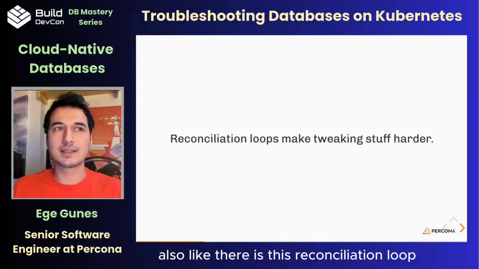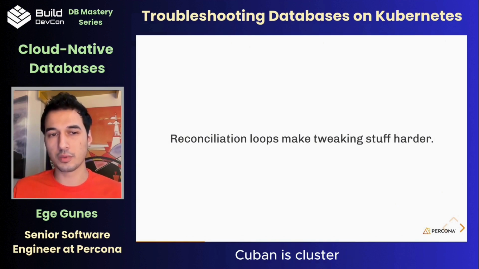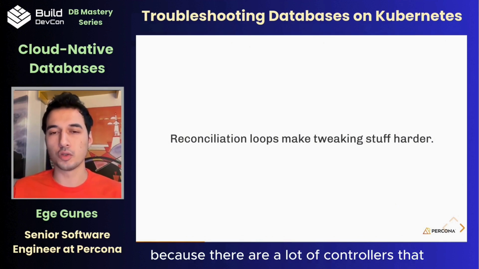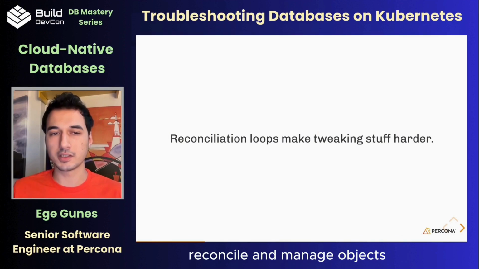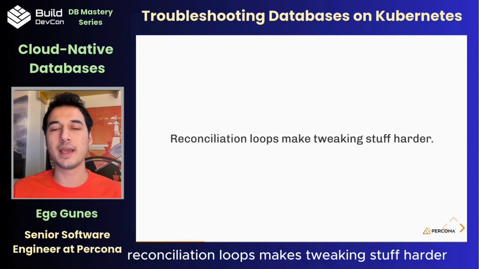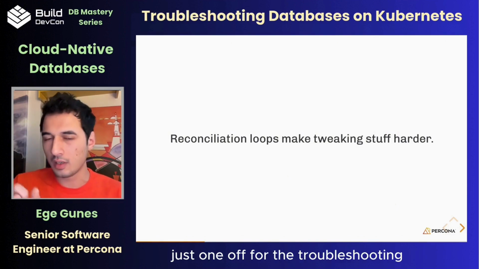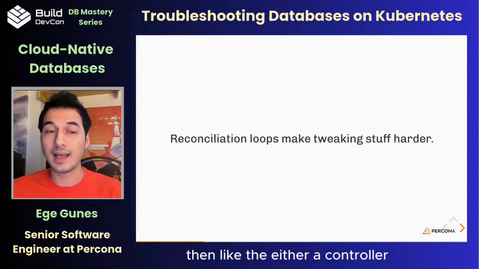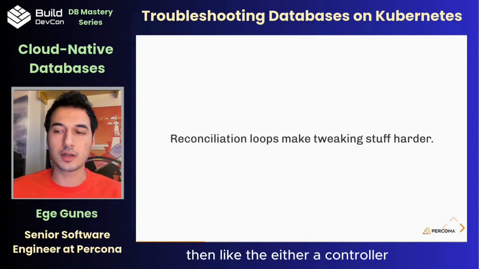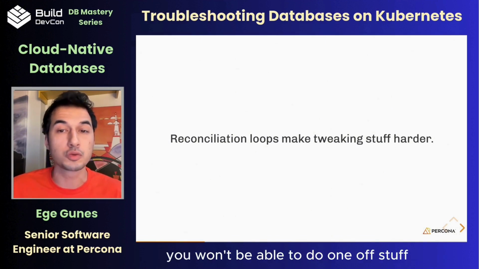calls. Also, there are reconciliation loops in a Kubernetes cluster, because there are a lot of controllers that reconcile and manage objects. These reconciliation loops make tweaking things harder. If you want to change something just one-off for troubleshooting, then a controller, maybe the operator, will overwrite your changes and you won't be able to do one-off changes.